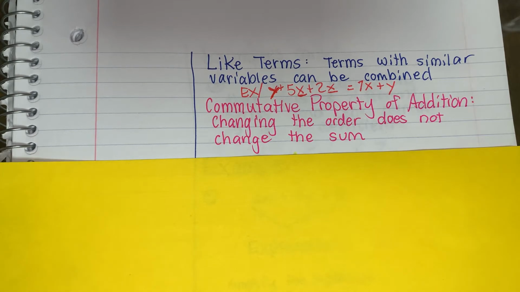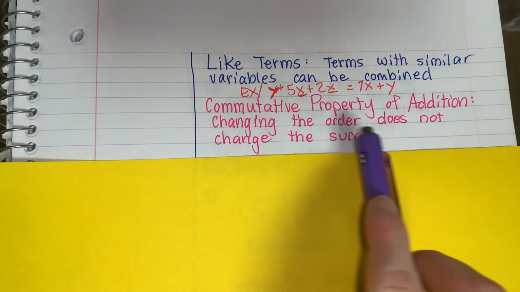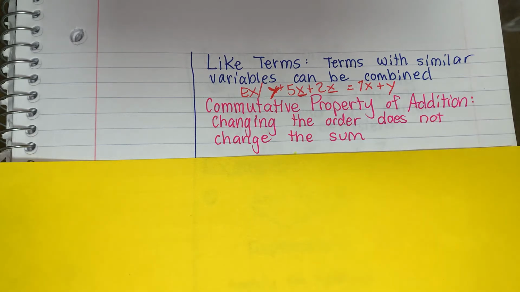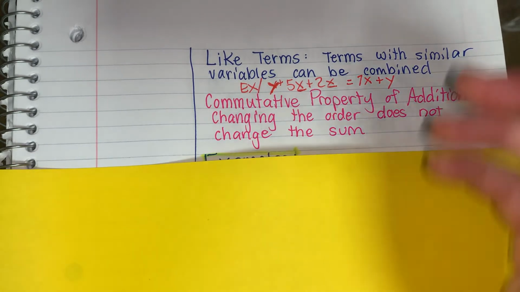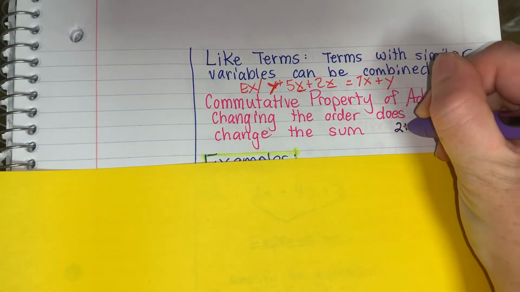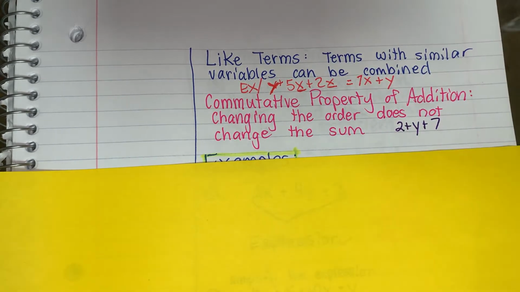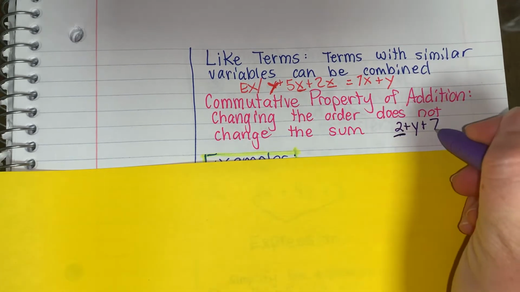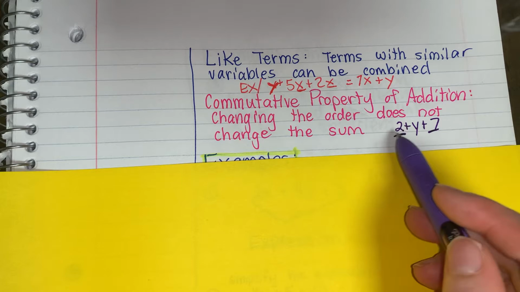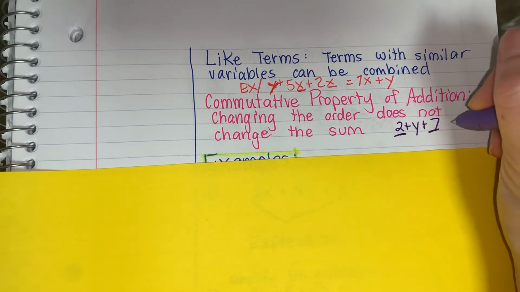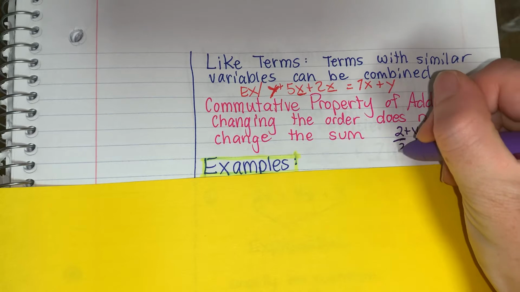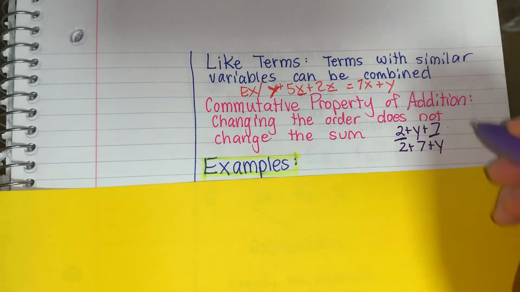And the last vocabulary term we want to know is the commutative property of addition. Basically, changing the order does not change the sum. In this case, it's the commutative property of addition, so we are talking about addition only here. Basically, the idea is if you had 2 plus y plus 7, we can add these together, even though they're not right next door to each other, we can move those around. That's the same thing as saying 2 plus 7 plus y. These mean the same.